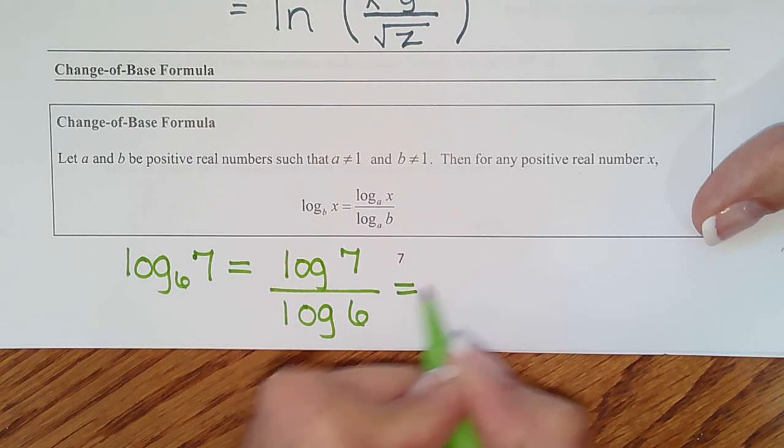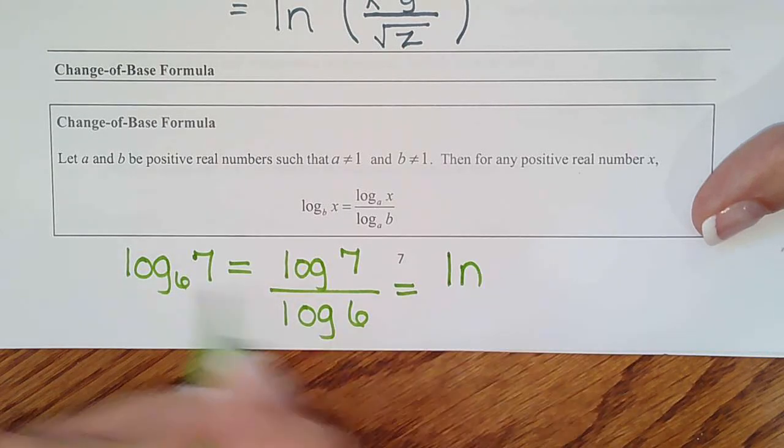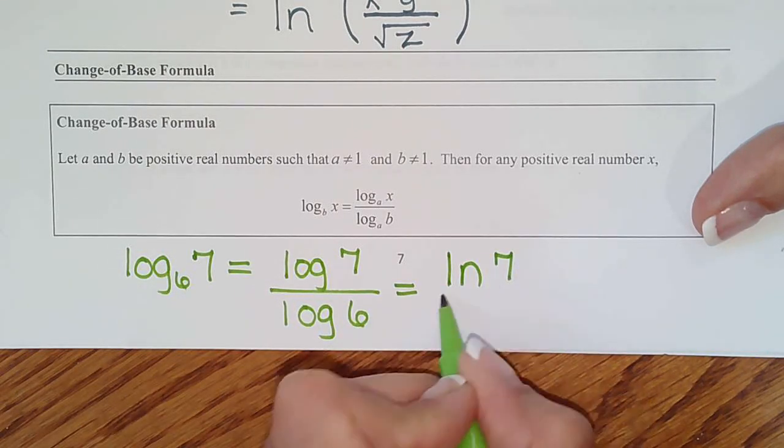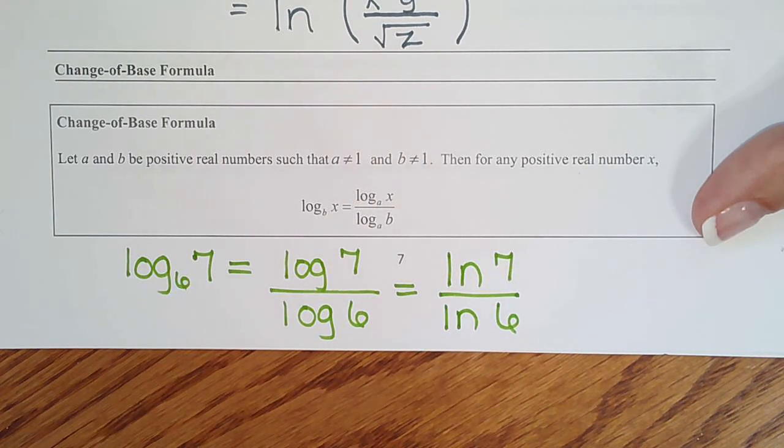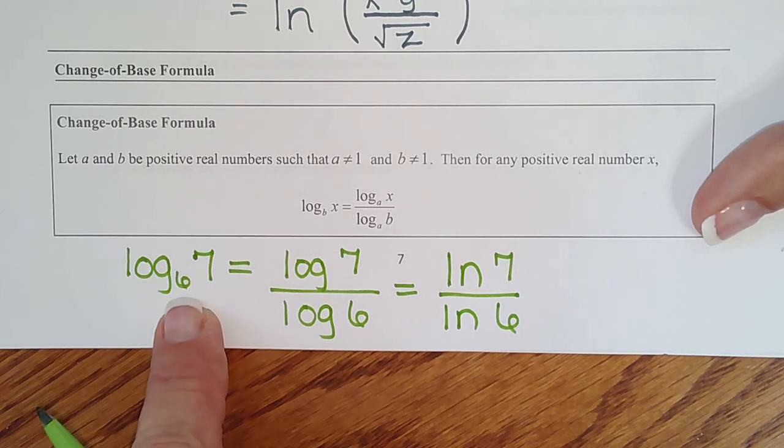I can also write it with natural logs. Natural log of 7 divided by natural log of 6. So now I can plug both of those, either one, into the calculator and evaluate that log.